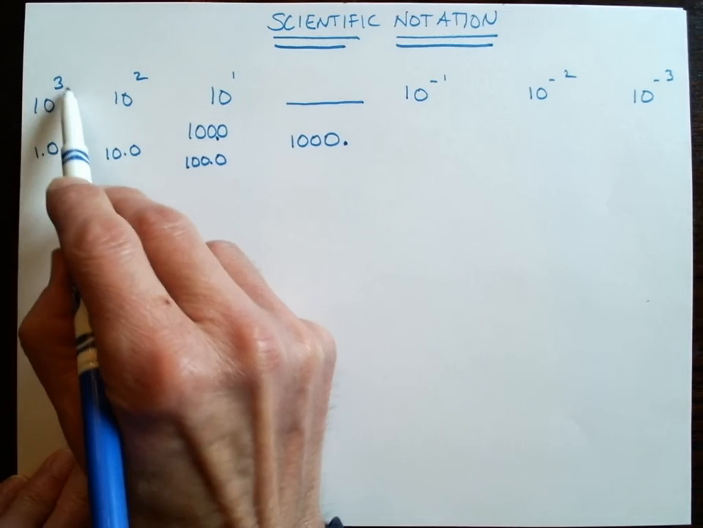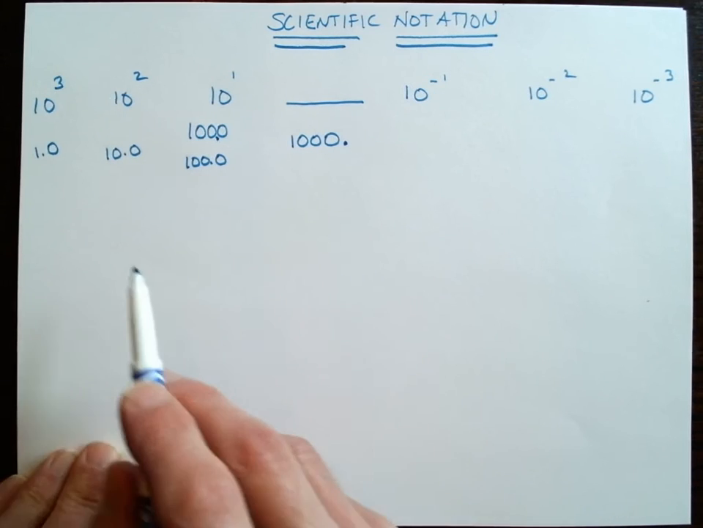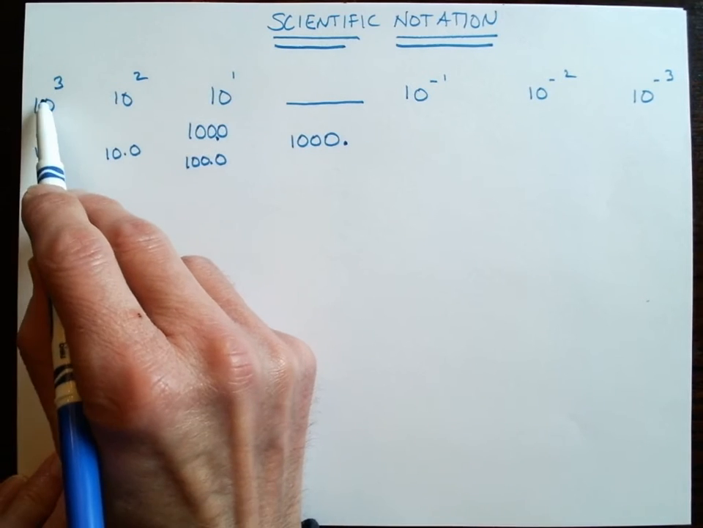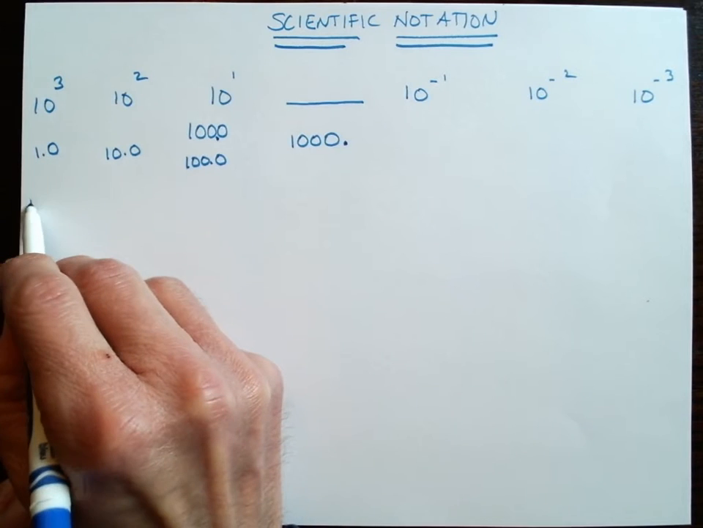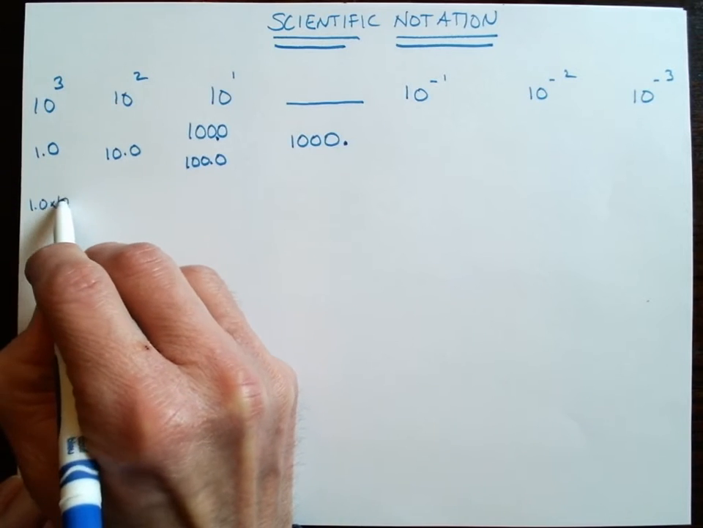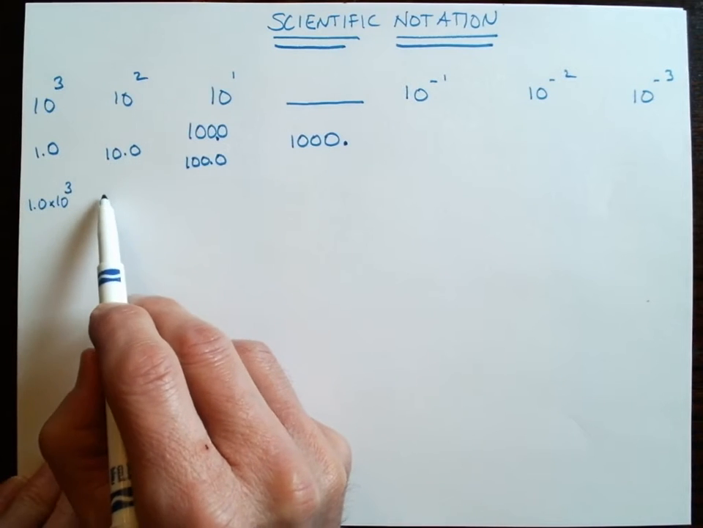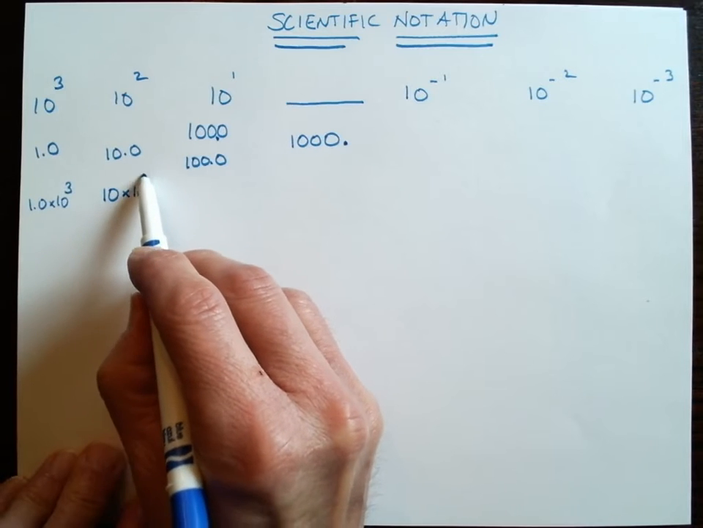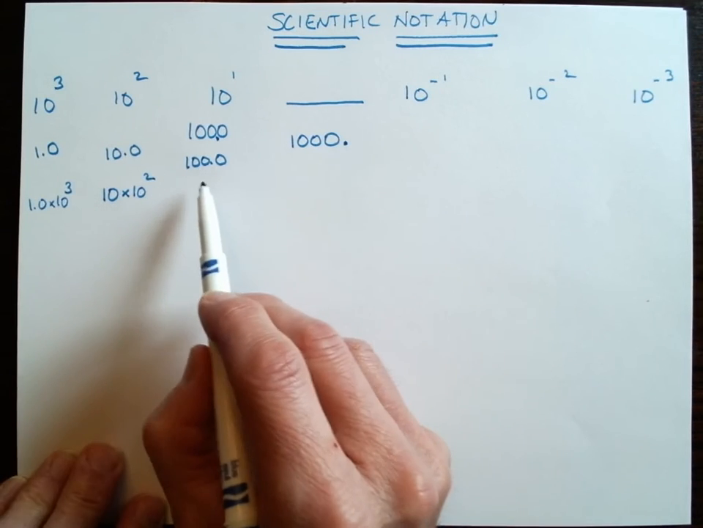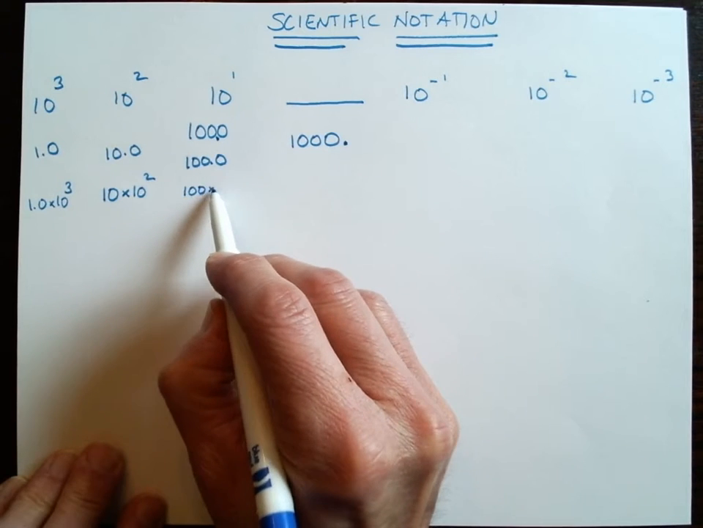Now if you look up here, you're going to notice a 10 to the 3, a 10 to the 2, and a 10 to the 1. And this tells me that in order to correctly write the number 1 as 1,000, I'm actually going to have to write it as 1.0 times 10 to the third. If I want to write the number 10 the same as 1,000, I'll write it as 10 times 10 squared. And if I want to write the number 100 the same as 1,000, I'll write it as 100 times 10 to the first.